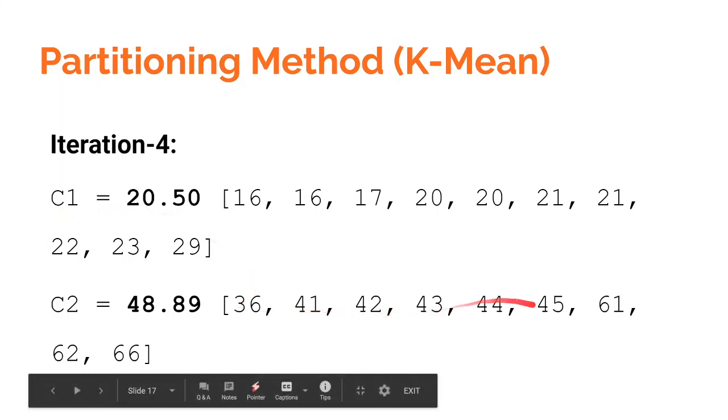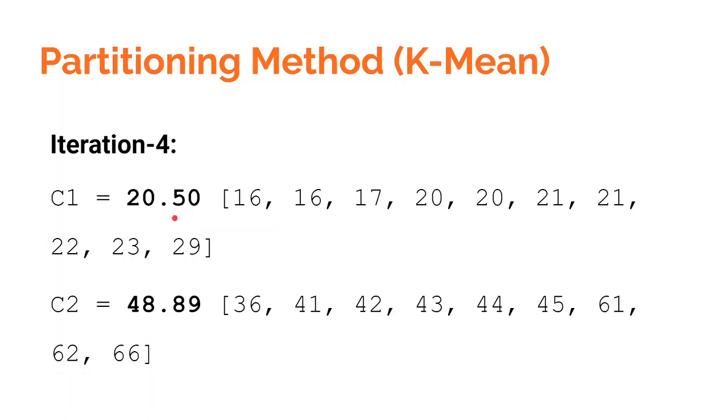Then if you calculate the mean value of cluster 2, you will get 48.89. You may consider approximate 49 as the value for cluster 2. So these are the updated mean values from the respective clusters. Again, you need to sort your data which is nearer to the respective values and put them into the respective cluster.